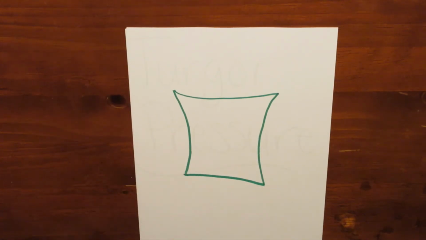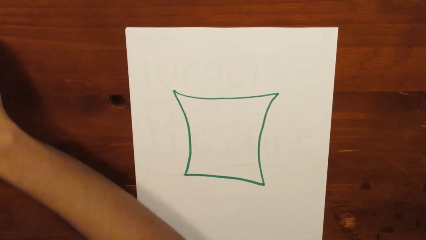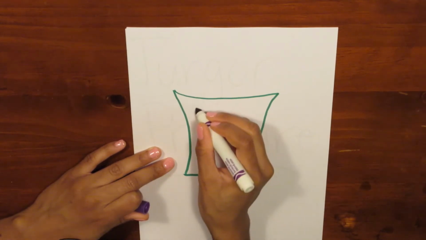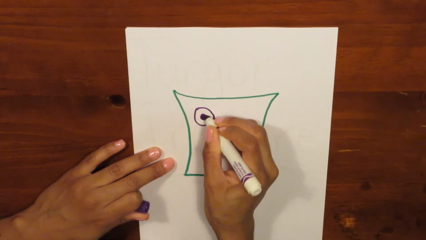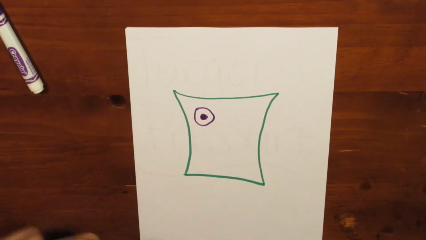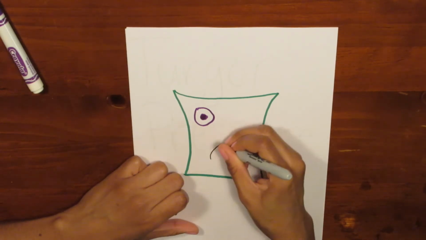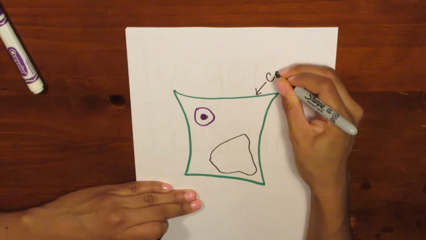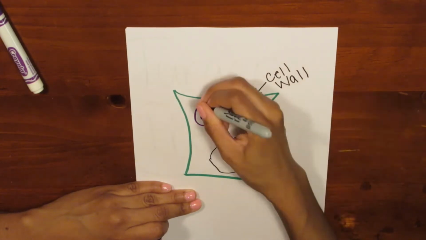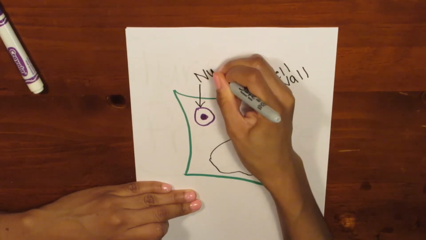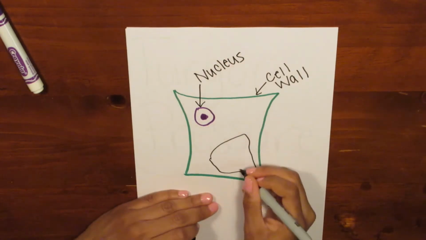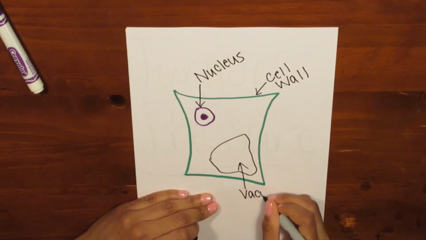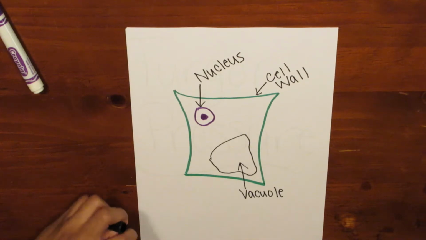So I'm going to start out by drawing a plant cell for you guys just to kind of jog your memory of what that looks like. So here I'm drawing the nucleus. As you guys know, plant cells are shaped kind of boxy. So it's pretty much a green box. And I'm going to go ahead and label it. So we have our cell wall right there. We have our nucleus so that we know that this is a eukaryotic cell. And then we have our vacuole.